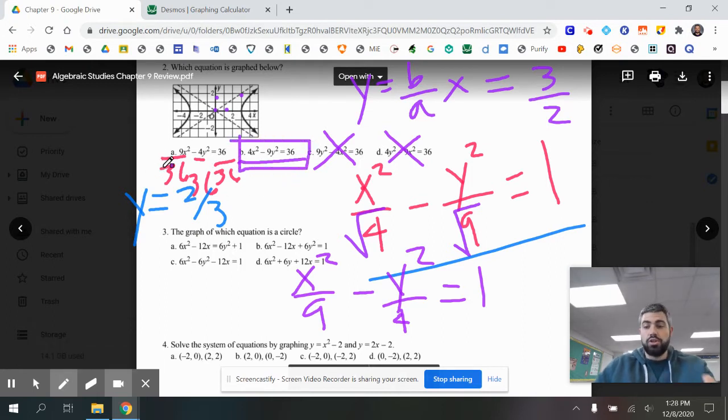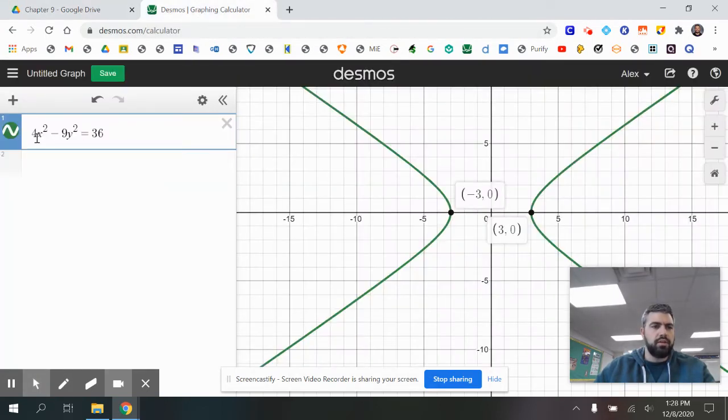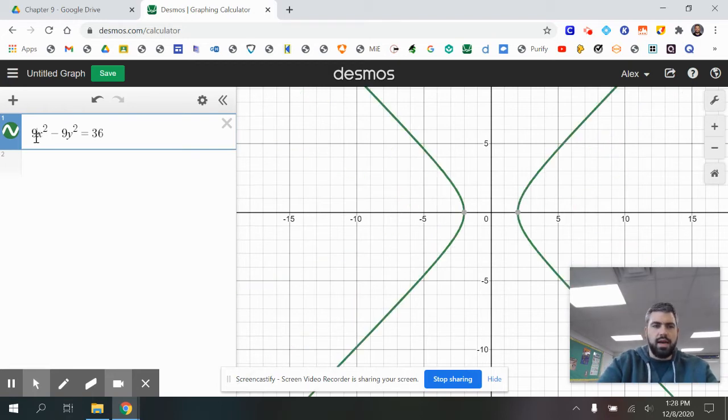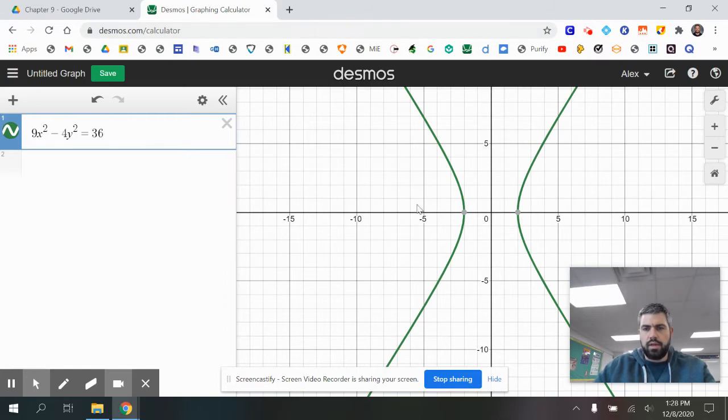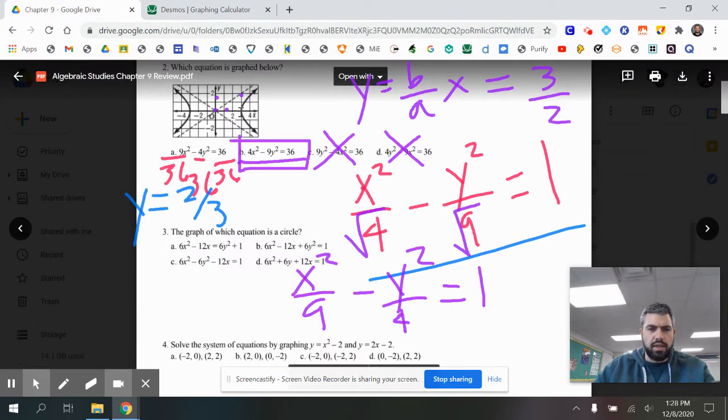Now, if you weren't sure and you wanted to see if it's A, let's graph it real quick. All right, graph it. The only difference was we had 9 here and we had 4, right? And so we'd see those actually end at -2 and 2, which we know is not the case from our picture. Those end at 3 and -3. So for sure it's going to be B and not A.